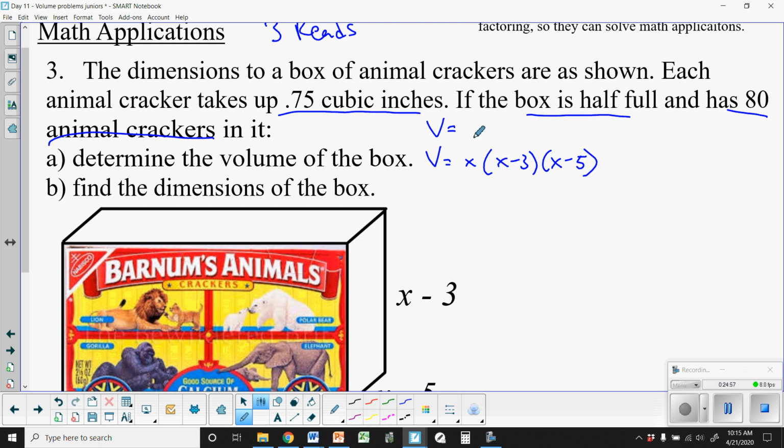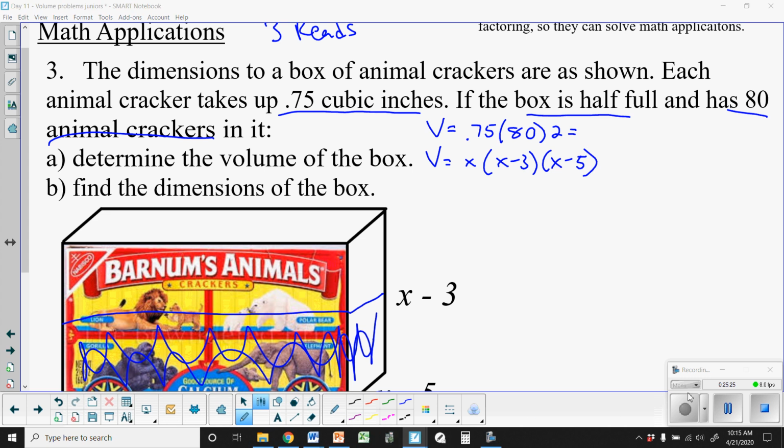Well, we know it's going to be 0.75 because that's one cracker, but we have 80 crackers, so we need to multiply it times 80. But it says the box is half full, so that would only be if we had the animal crackers filled up to that much. So imagine all of this as animal crackers. So how are we going to figure out the rest of it? If it's half full, that means we're going to need to multiply it times 2 then. So because it's half full, we need to multiply by 2.